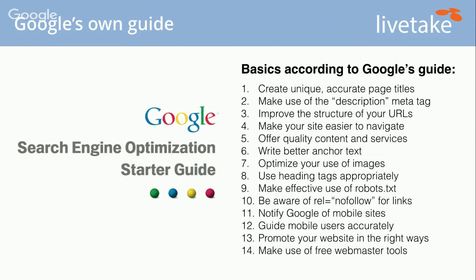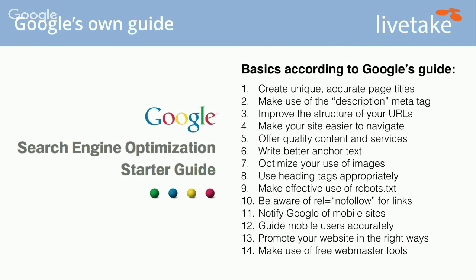It's probably worth having. But I also found it a little bit too technical for the non-technical reader, so maybe not as useful. But the basics, according to Google's guide, are these following 14 things. Number 1, create unique, accurate page titles. 2, make use of the description meta tag. Again, that might not mean anything to you if you don't know anything about HTML.